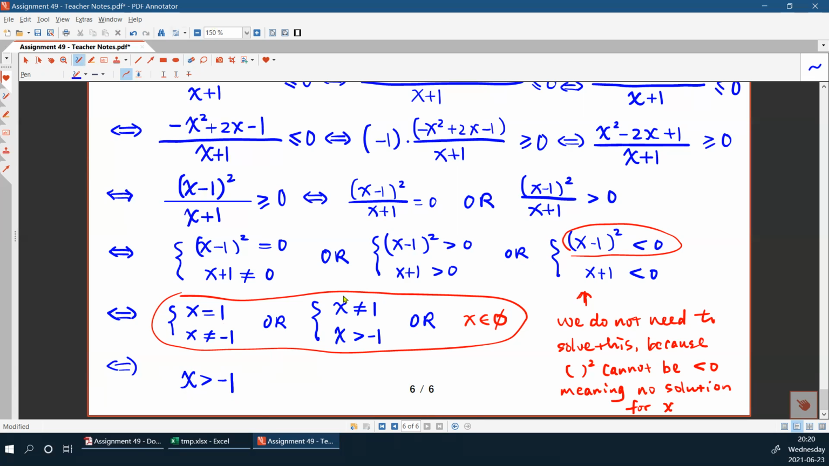Because for the second solution, it says x cannot be 1, but the first solution says x can be 1. So by combining these two solutions, the final solution is x is above -1. Of course, x can also be 1, right? X being 1 is included in this interval. Okay, have a look at this. Any questions? Both of you, any questions?